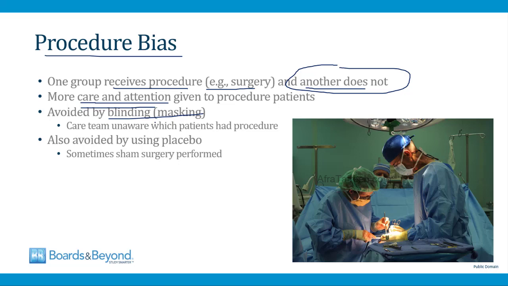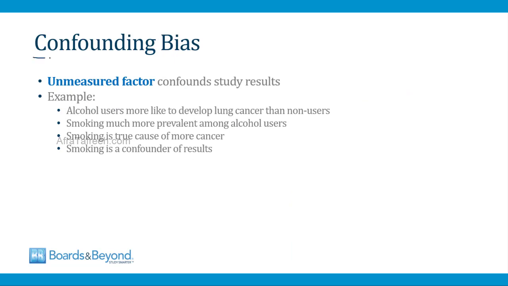This is where the team caring for the patients is unaware of which patients have had the procedure and which have not. For some patients where there's a large incision or wound, it can be very hard to hide whether or not the patient has had the procedure, but if possible, you can do that. This is also sometimes avoided by using a placebo, which can be done in procedural studies. There are some examples of studies where a sham surgery is performed. The patient has an incision, but surgery is not done, and then afterwards the patient and all the people caring for the patient are unaware whether or not surgery was done, and therefore you can assess outcomes and avoid any type of procedure bias.